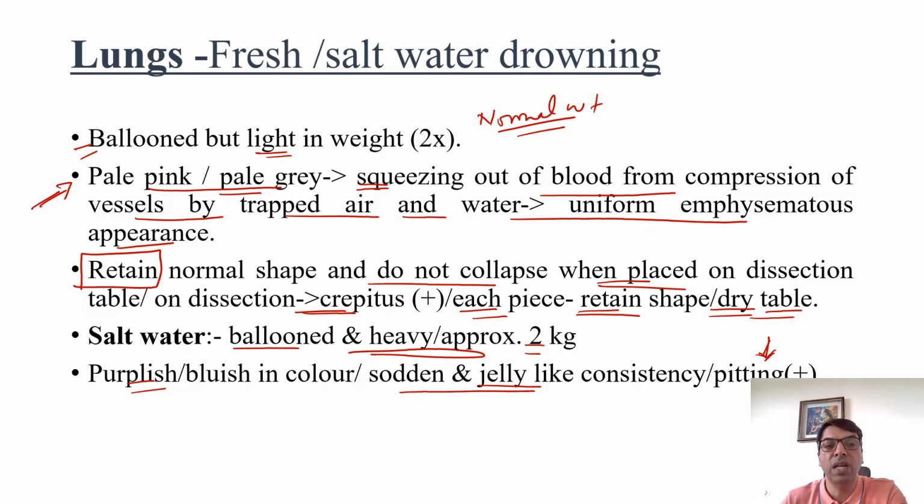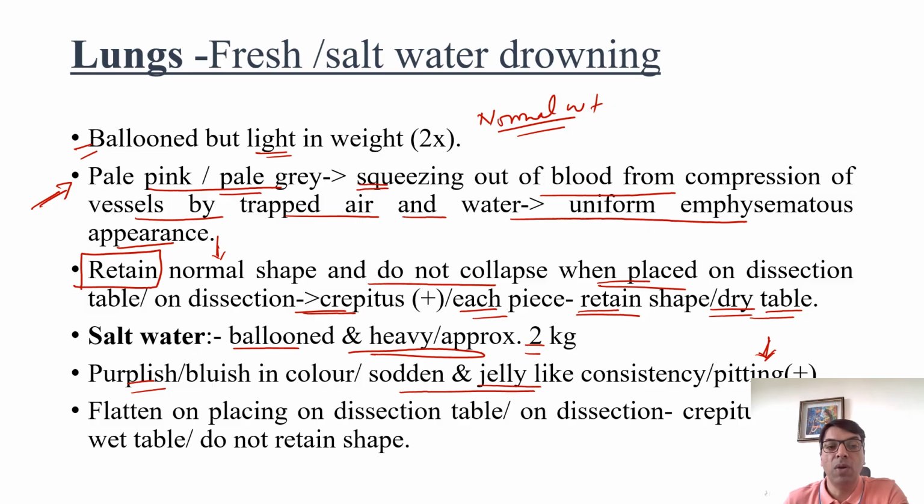Here they maintain their normal shape. When you try to push with a finger on them, they come back to their normal shape. Here there is pitting, an impression of the pressure when you put some pressure on them, and when you place them on the dissection table, they flatten out. On dissection there is no crepitus, whereas it is present in case of freshwater drowning, and they do not retain their normal shape when placed on the table, or if we cut them in small sections. Therefore, we call it a jelly-like appearance.